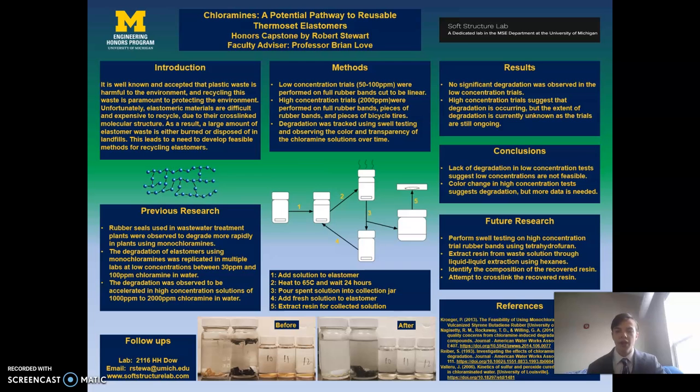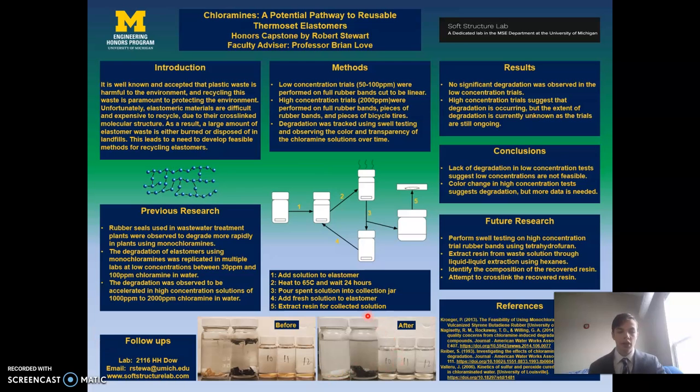This change in volume allows you to determine the cross-linking density, which is defined as how many crosslinks like this are present in the material within a certain volume. So for these low concentration trials, this cross-linking density did not significantly change, and so I moved on to the high concentration trials. With these trials, those are still ongoing, so unfortunately I do not have solid results. However, I do have some evidence that degradation is in fact occurring.